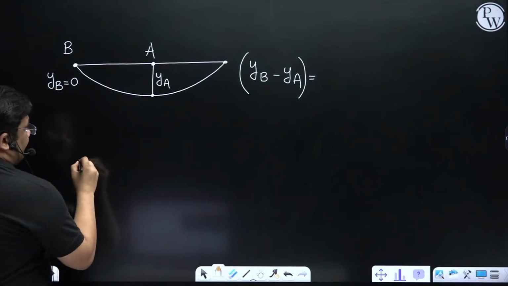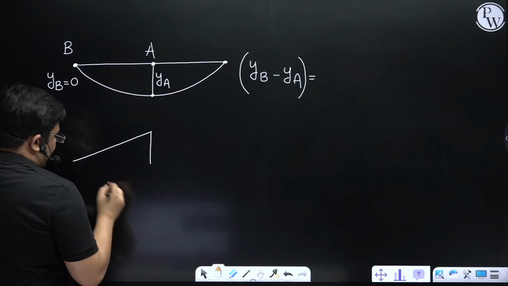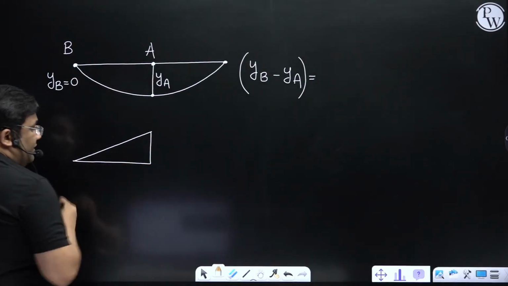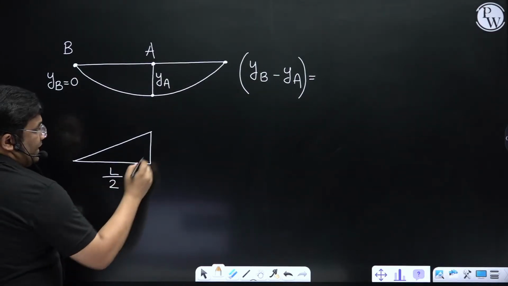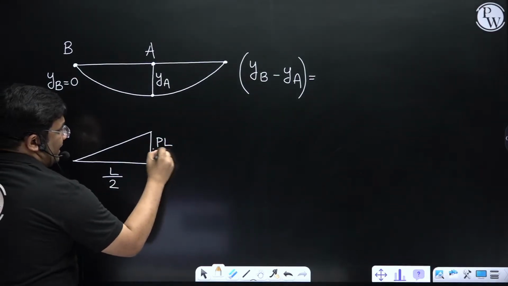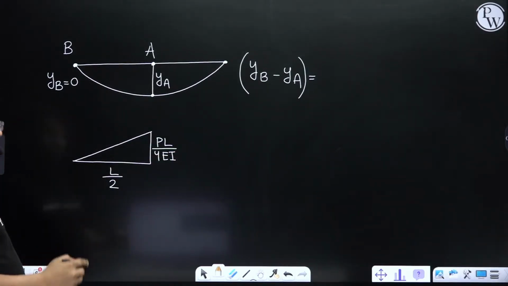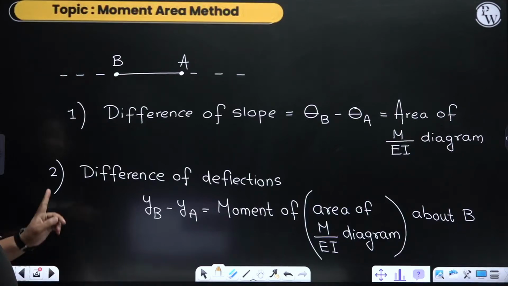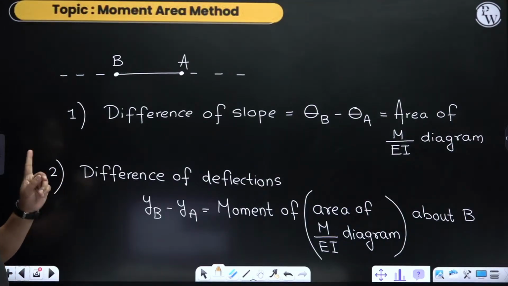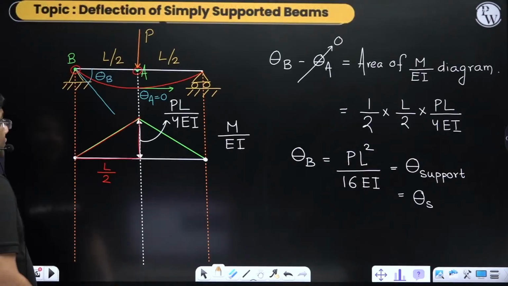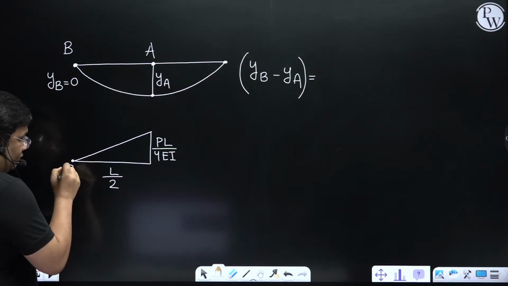Now, what was the M by EI diagram? I am only drawing between A and B. This was the M by EI diagram. This was L by 2 and this was PL by 4 EI. So what was the formula? The moment of area of the M by EI diagram about B. About B we have to find it out.